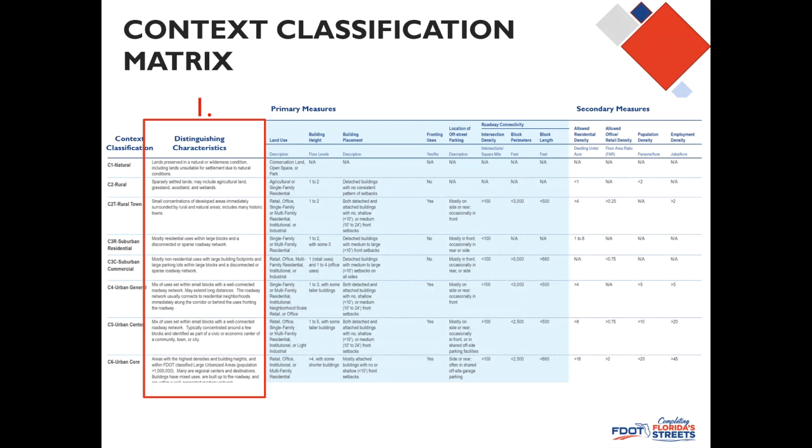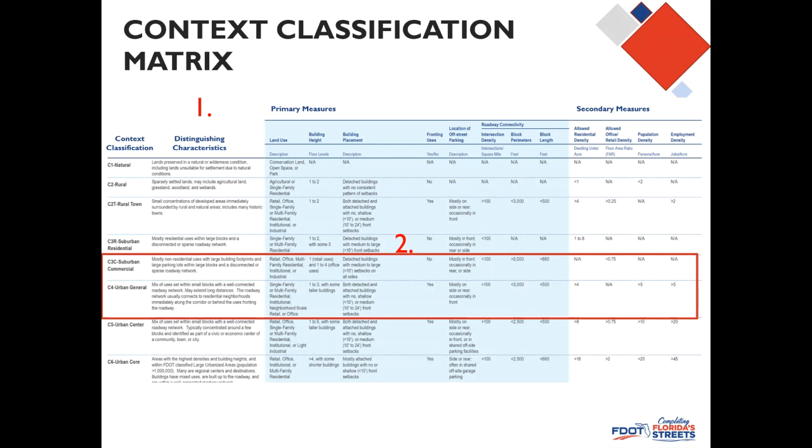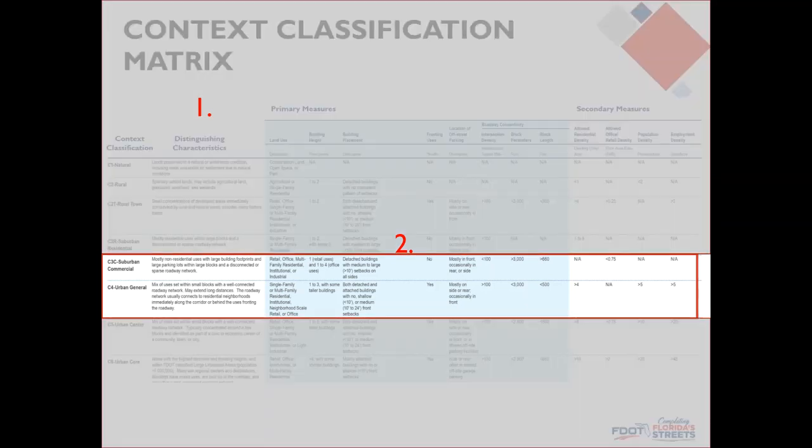Let's say, for instance, we go through here and we say, I'm not in a downtown, and I'm not in the countryside. I'm not a rural town. Based on these descriptions, I may be suburban commercial, or I may be urban general. Well, then right away, once I know that, I can focus immediately on those two context classifications and begin to look at the primary and secondary measures there. That allows me to ignore the rest of the table. So when I get down to doing my evaluation, I'm really just looking at these two rows of data and trying to compare them and see which one actually fits more closely.